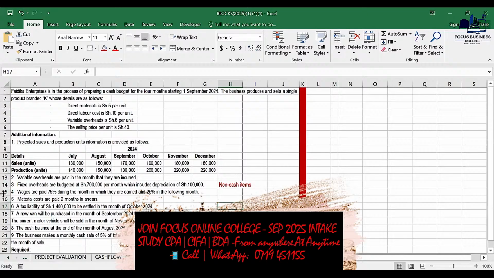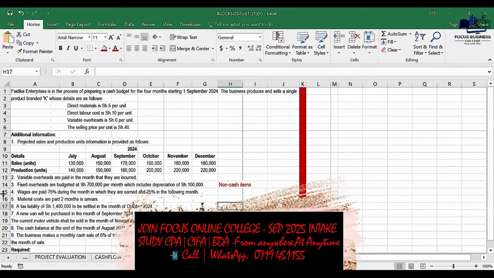Number 6, a tax liability of 1.4 million to be settled in the month of October. 7, a new van will be purchased in the month of September 2024 for shillings 2 million. And then you're told the current motor vehicle shall be sold in the month of November 2024, and it is expected to fetch shillings 300,000 from a prospective buyer.